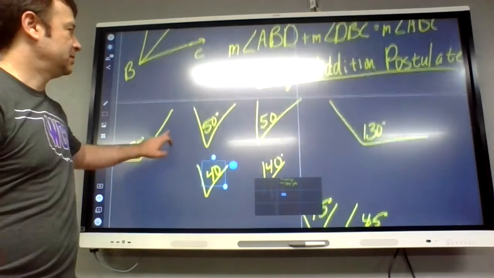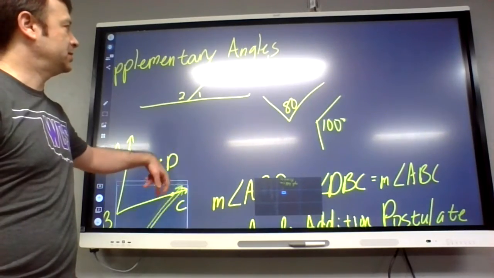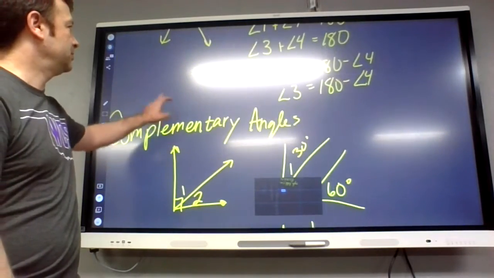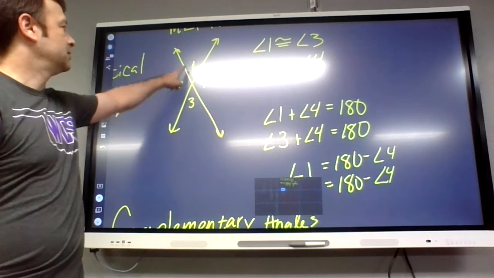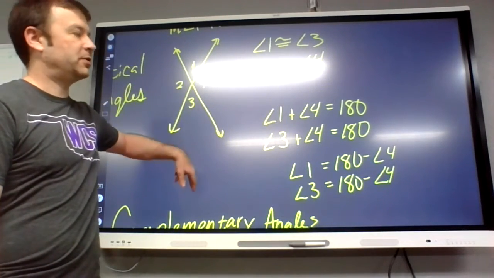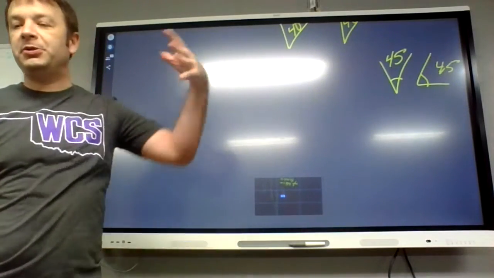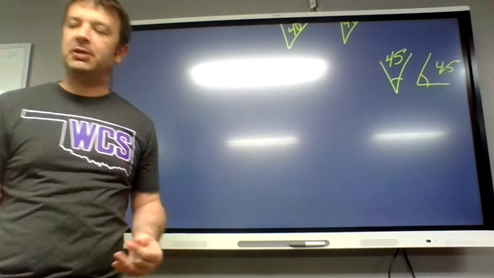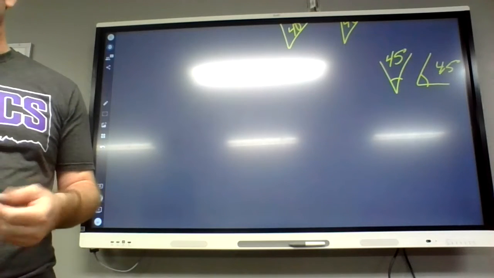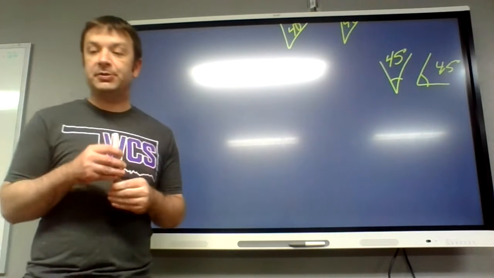Oh no. Going back in time. Remember? 1 and 3 are vertical angles, yes. They are obtuse, they are congruent, but that's not what they're looking for. They're looking for what we learned today: vertical angles.